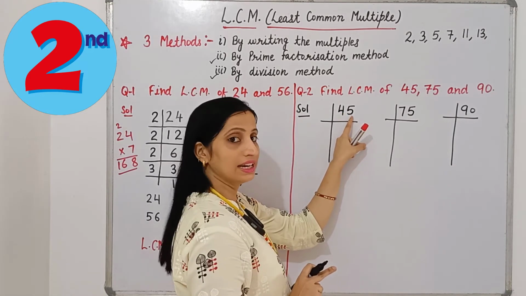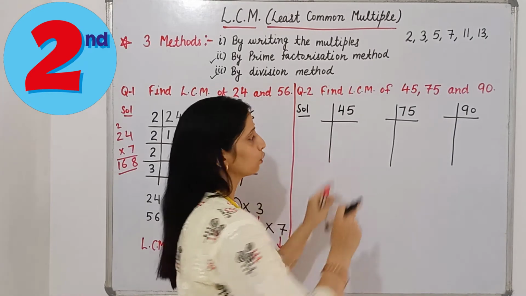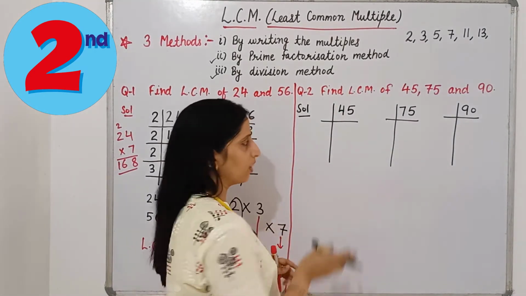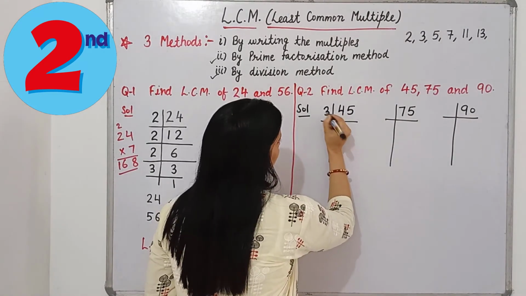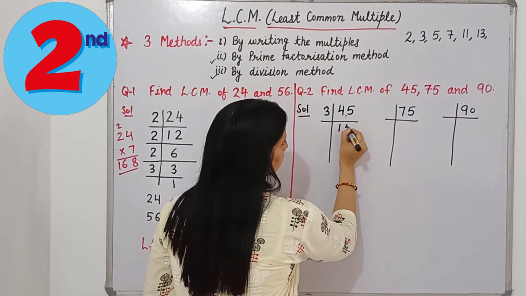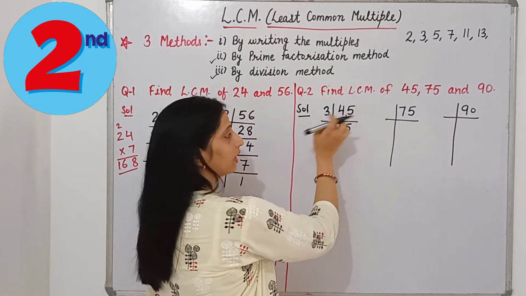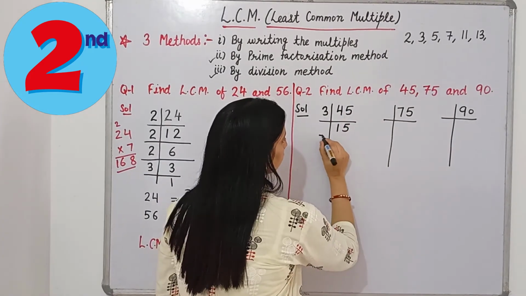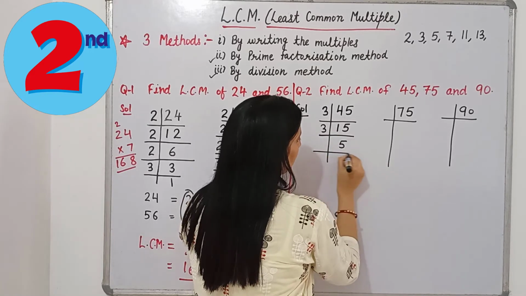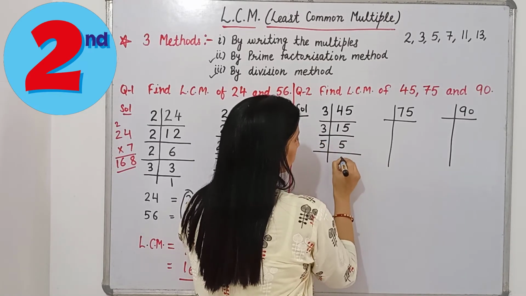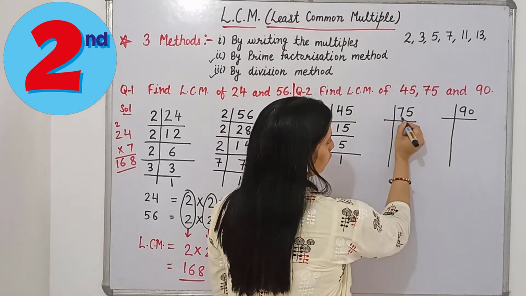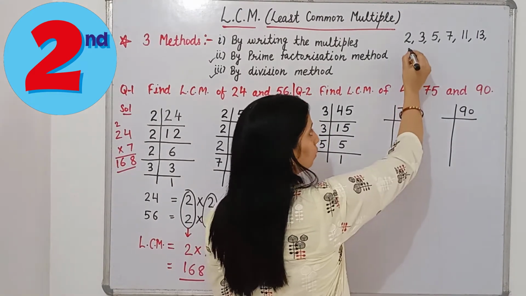4 plus 5 is 9. 9 is divisible by 3. So 45 will be divisible by 3. Or you can directly divide it by 5 also. So I am doing it by 3. So let's divide 45 by 3. 3 ones are 3. 1 is left. 3 fives are 15. So when we divide 45 by 3, we will get 15. Then again we can do it by 3. 3 fives are 15. And at last 5 is itself a prime number. 5 ones are 5. Similarly we will do with 75. So 75 is not divisible by 2.